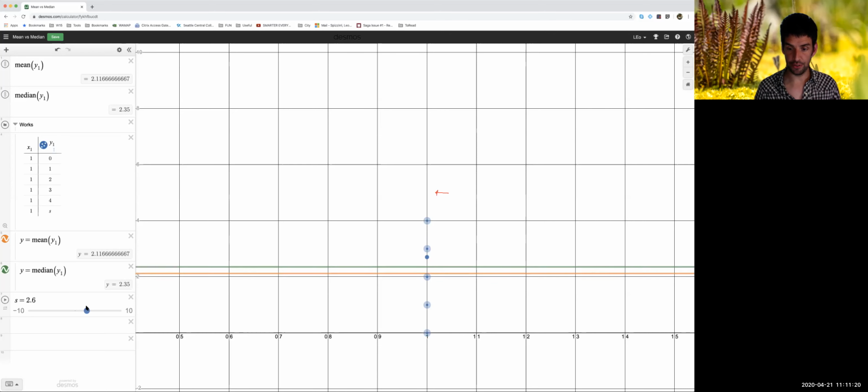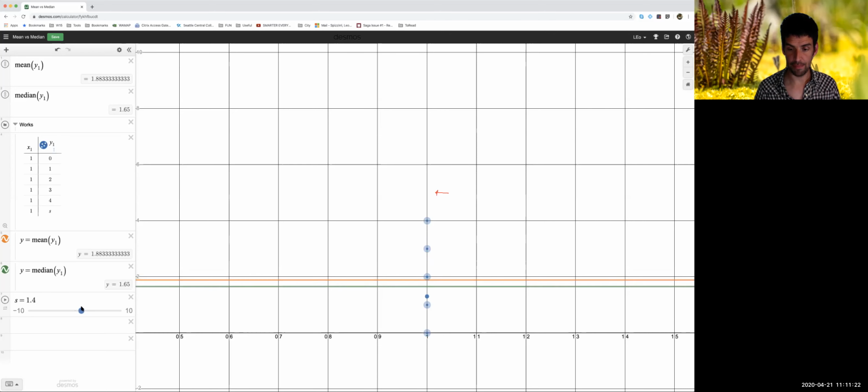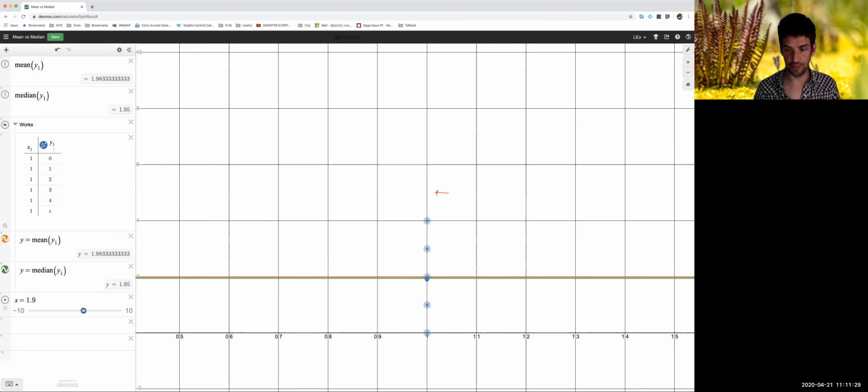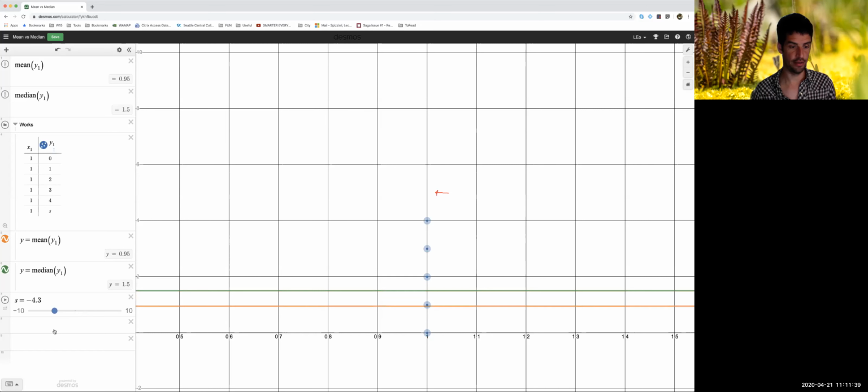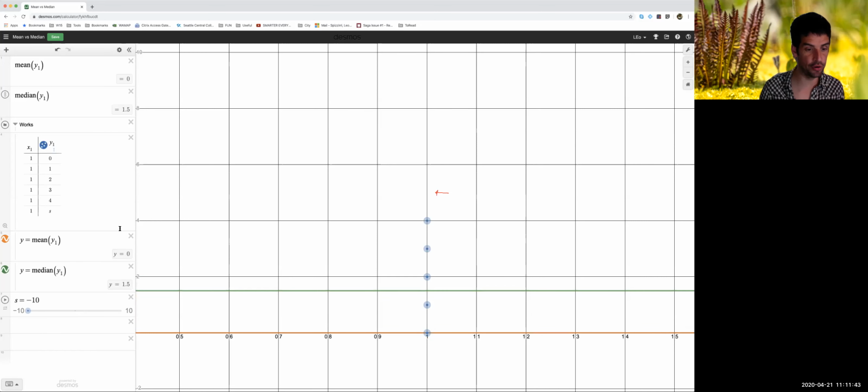And watch what happens as we move down. That median is staying in between this data value here and the data value I'm moving. But once this data value gets beyond, it's no longer in the middle, the median stops moving, and now only the mean can move. So I'm moving that data value all the way to -10. We can't see it anymore.